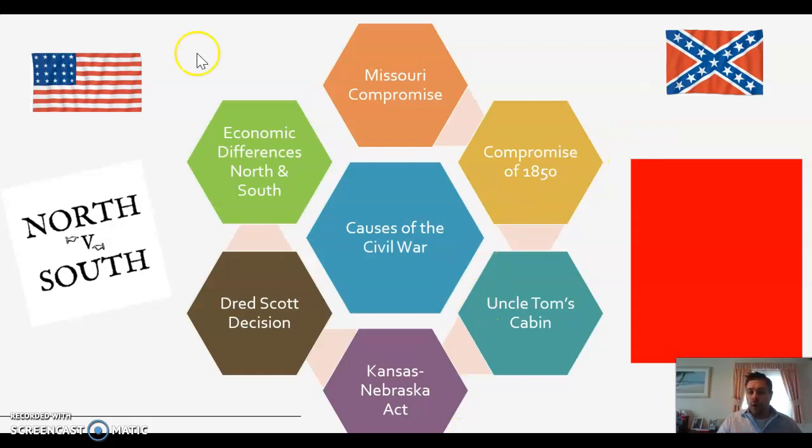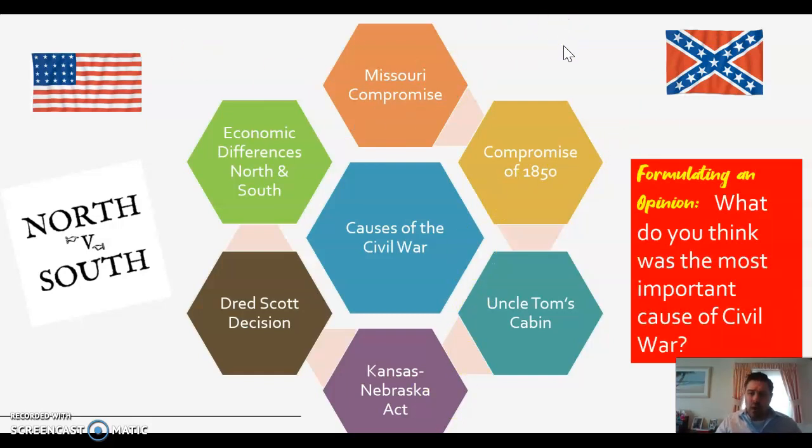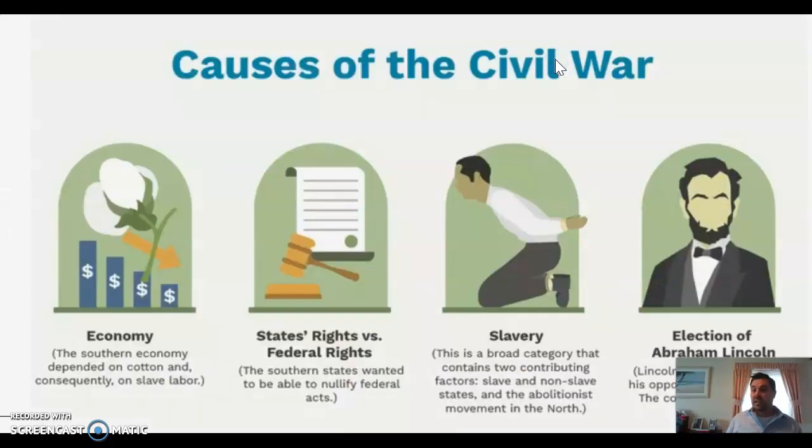These are all causes, and I'm going to ask on the module that you're doing independently to formulate your opinion about what you think was the most important. I think all of these are incredibly important causes, but historians also consider these causes as well.